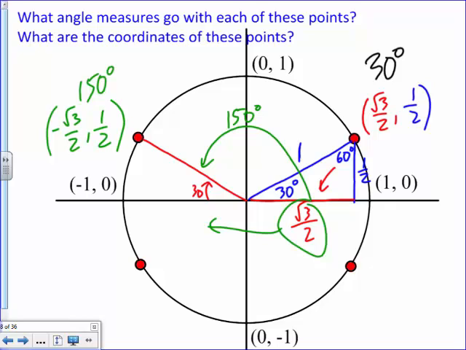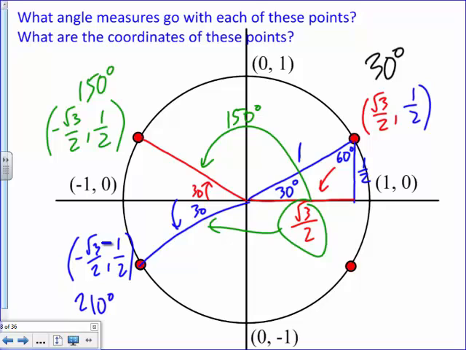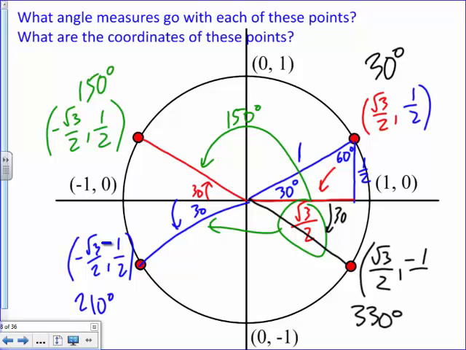Okay, how about if I go down to the third quadrant? Well, I'm really adding 30 onto 180. So I'm at 210 degrees. So at 210, my coordinate is, now they're both negative. So I got negative root 3 over 2, comma, negative 1/2. And the last one over here, well, now we have 30 subtracted from 360, so this would be 330 degrees. And that would be root 3 over 2, positive x direction, and negative 1/2.